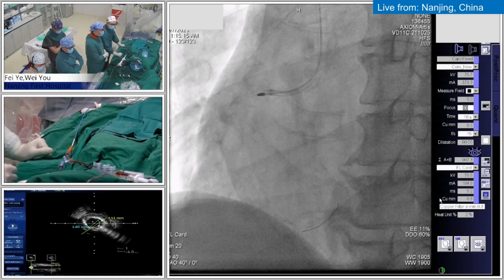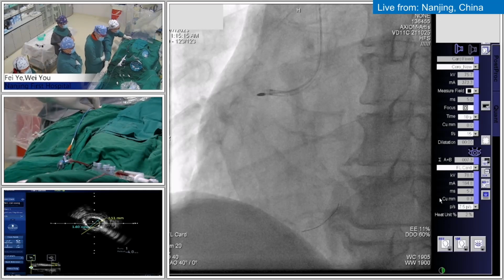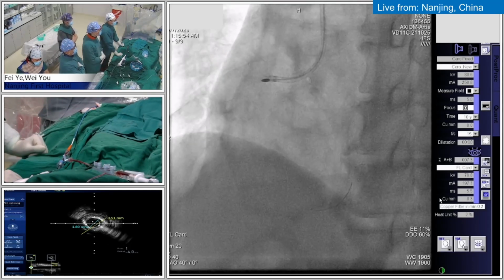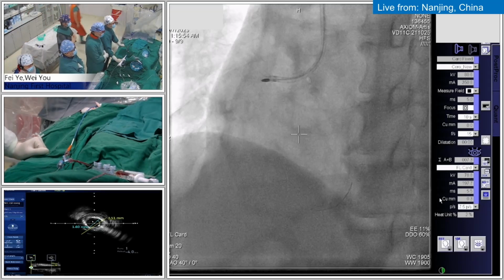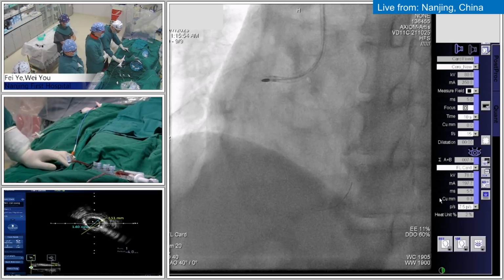During the rota procedure, we should pay attention to the heart rate and the blood pressure. Blood pressure is okay. No EKG changes so far. We have a 30 second interval, Chief, and we will pay attention to the patient's symptoms. Okay, 30 seconds is over. I'll perform the second round.